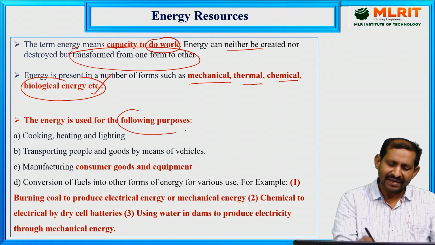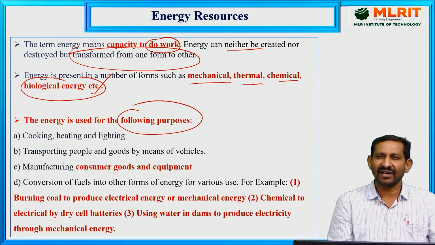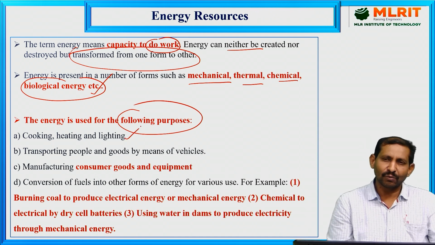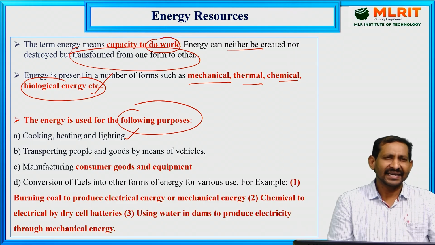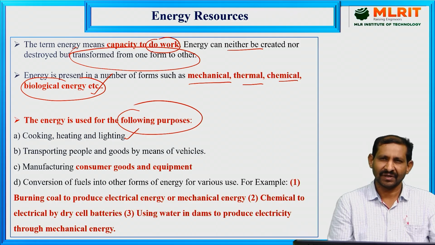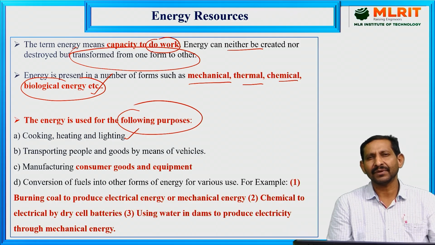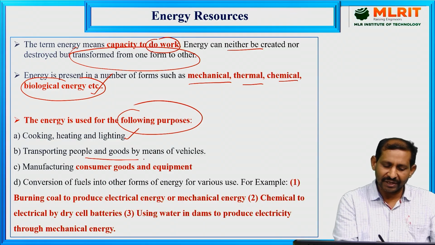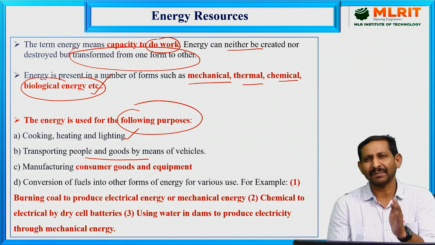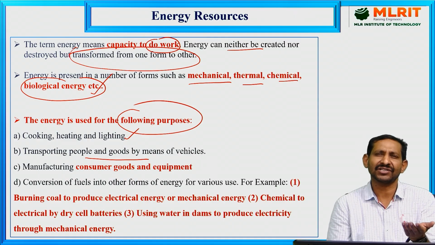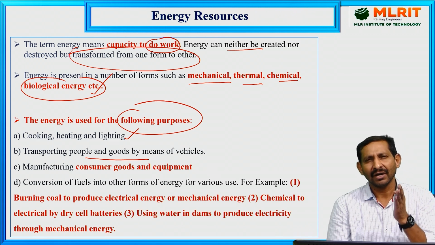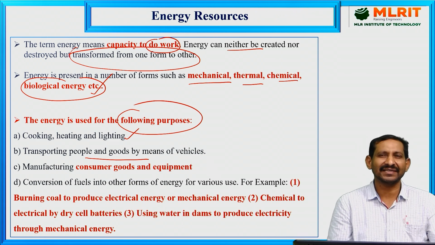So what are the main applications? For what purposes do we use energy in our daily life? First and foremost is for cooking, heating or lighting purposes. Every day we are using energy sources for doing some work. Then transporting people and goods in vehicles from one place to another. Electrical energy, chemical energy or mechanical energy are used in different vehicles for transporting people or goods from one place to another. For that also, energy is required.